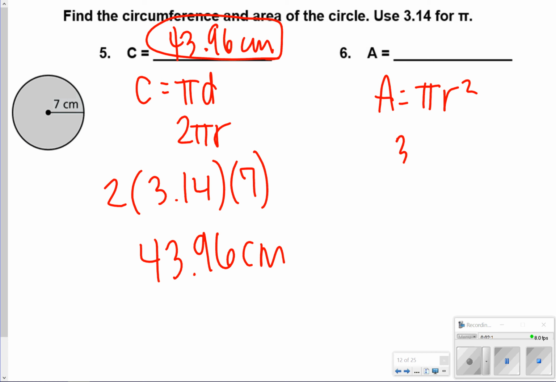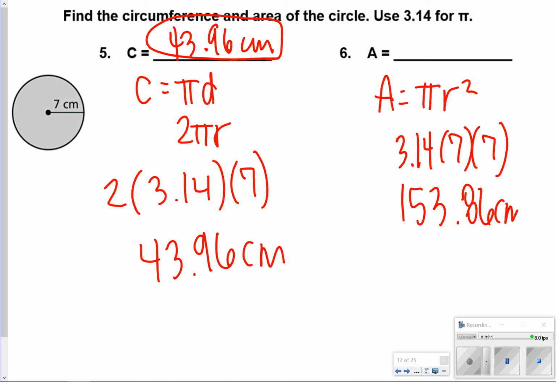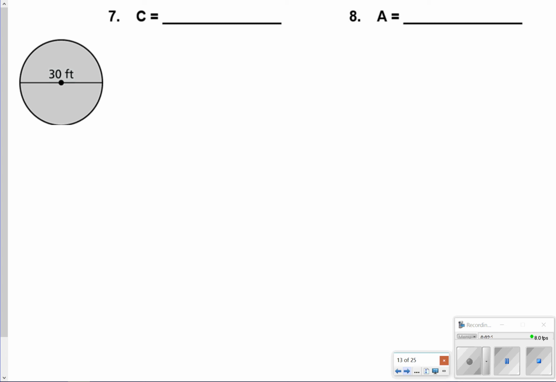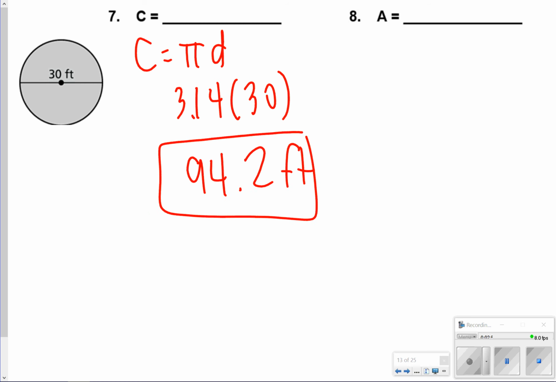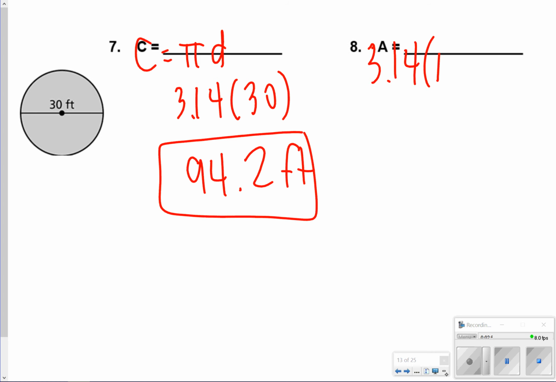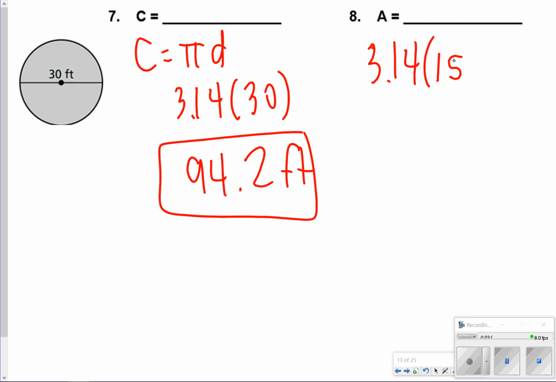For area, you're doing 3.14 times 7 times 7, and that's going to give us 153.86 centimeters squared. Okay. For numbers 7 and 8, you're using this one with the diameter of 30. So circumference, I'm going to use the pi times diameter. 3.14 times 30 is going to give us 94.2 feet.